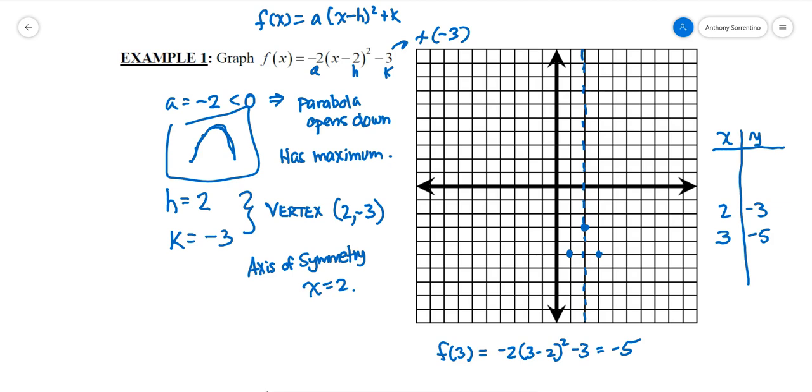And I could do it for 1 more. Let's see what happens at 4. Might get a little bit out of hand, but if I do f of 4, I'm going to have -2 times 4 minus 2 squared minus 3. 4 minus 2 is 2, squared is 4, times -2 is -8, minus 3 is -11. And so 6, 7, 8, 9, 10. -11 would be about here, if I had to guess. And I'd have a mirror image over here as well.